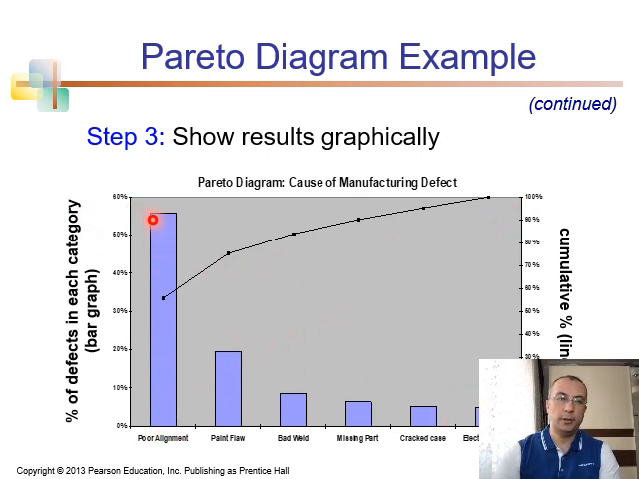At the end, you see that 55% is because of poor alignment, 20% paint flow and bad welding, and others are coming after that. So this is the bar part. And then we also have a line. The line shows us the cumulative percentage on the right side. So the axis of this line is on the right side. The axis of the bars will be on the left side. We will do an example of this Pareto diagram in the class.